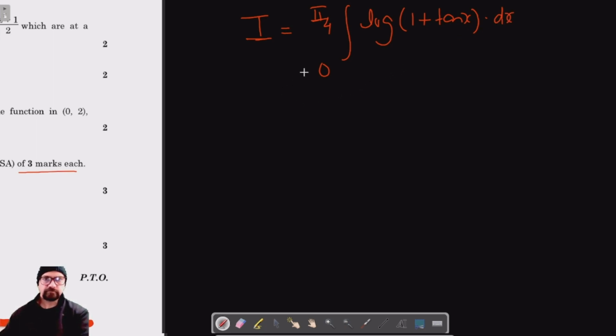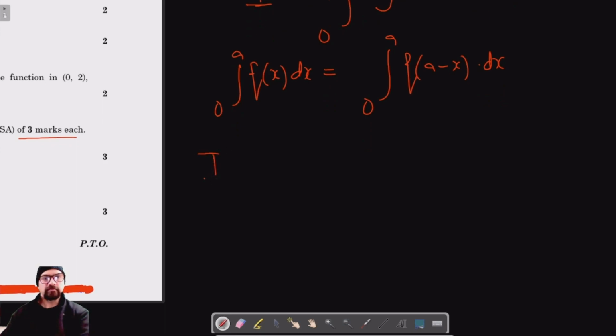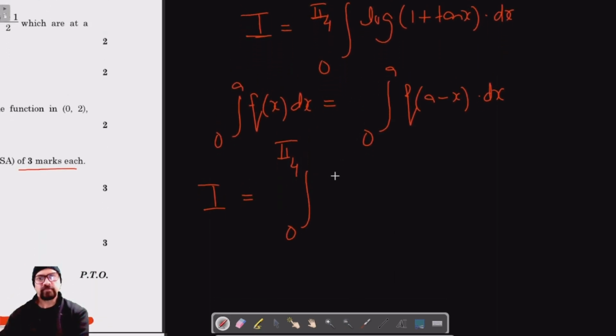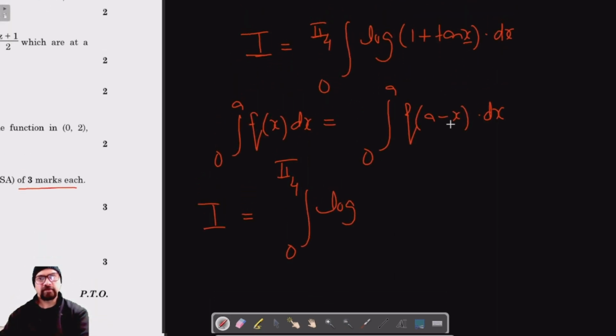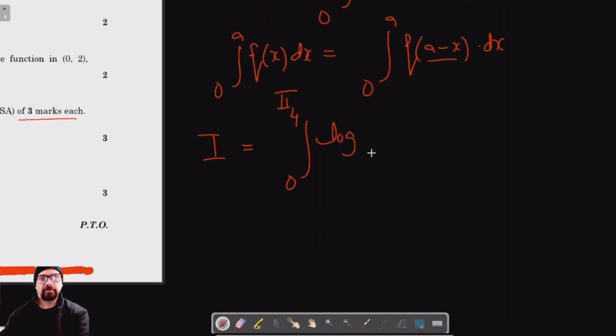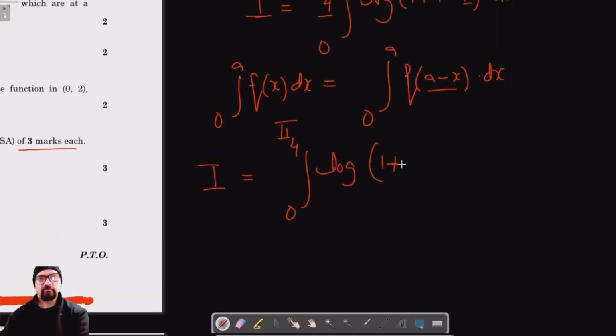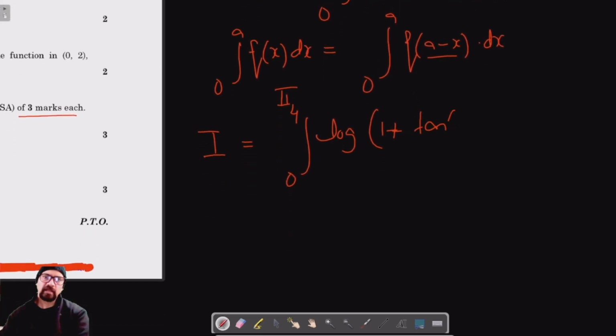Okay, now here first of all we are going to use the property that the integral from 0 to a of f of x into dx is equal to the integral from 0 to a of f of a minus x into dx. So this gives I is equal to the integral from 0 to pi by 4, and instead of x we are going to replace it with a minus x, and a is pi by 4. So this is log of 1 plus tan of pi by 4 minus x into dx.